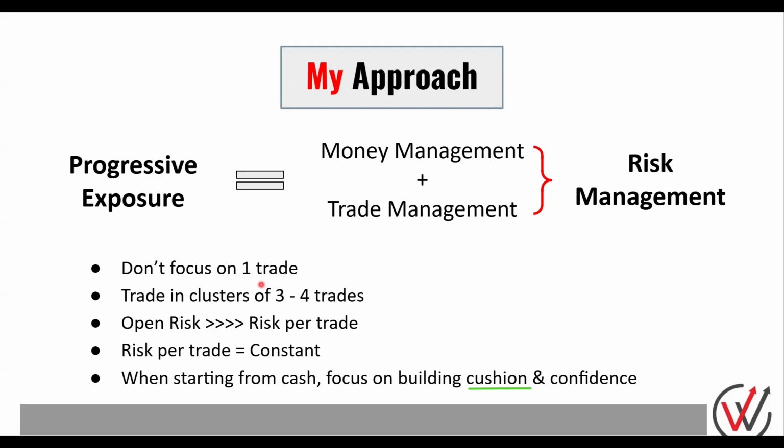So your risk per trade does not matter. It should just be constant, a mathematical figure. We have to focus on the open risk. It is the most important thing in risk management.